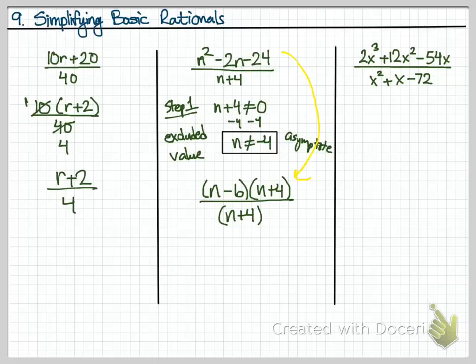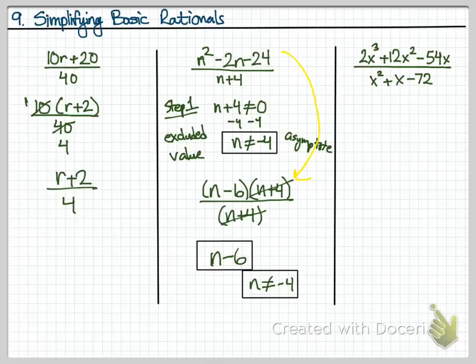N plus 4 over n plus 4 we now can cancel, because if we have those two divided, it would just become 1. N plus 4 divided by n plus 4 is 1. So what we have left is n minus 6, and n not being equal to negative 4. That would be our simplified form of this expression, as well as its excluded value. So n minus 6, and n cannot be equal to negative 4.